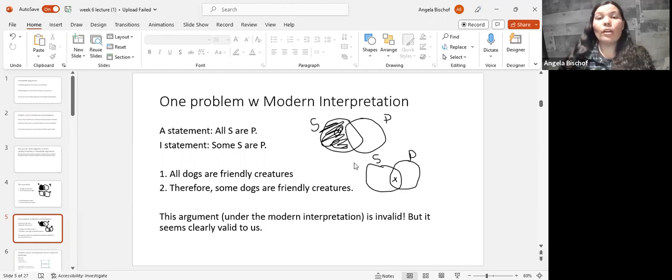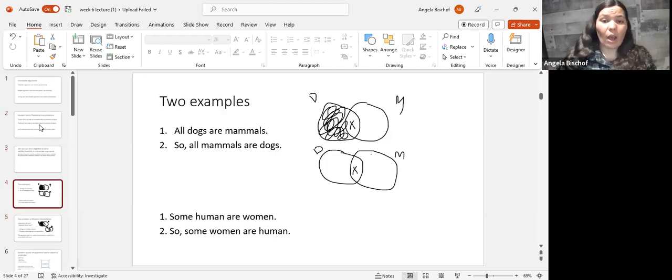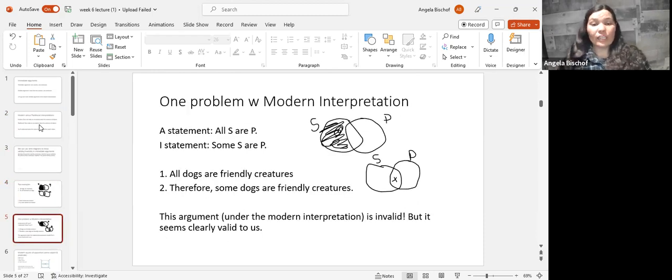So this is just one flaw of the modern interpretation, the flaw that boils down to it not making an assumption about the existence of objects. When we get a universal statement like all S are P, the modern interpretation is not making an assumption about whether or not there actually exist dogs or whether or not there actually exist friendly creatures. We're treating it in the pure syntax form, which is just that the shaded area is empty, and anything that would exist, if it does exist, would be here. But since we're not making any assumptions about existence, we don't draw any X's.